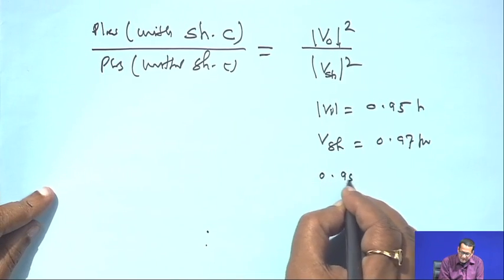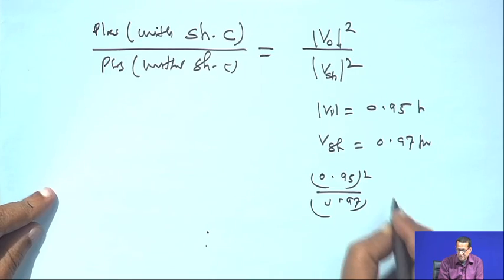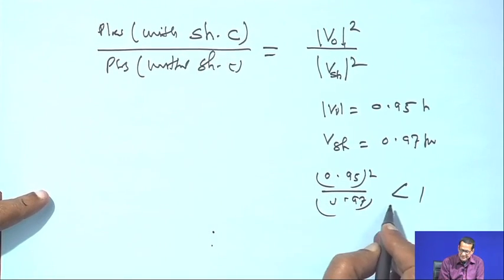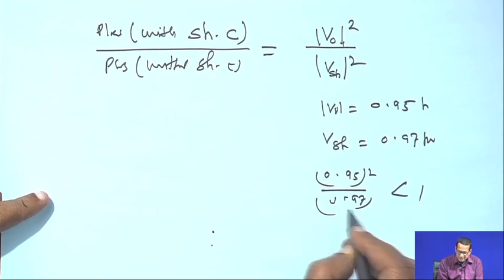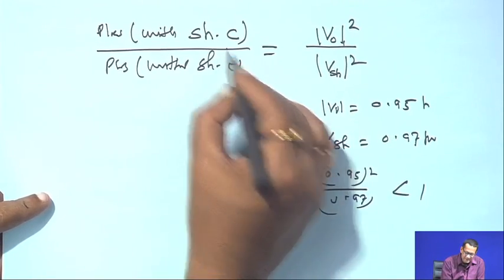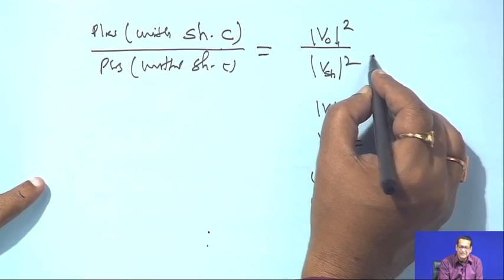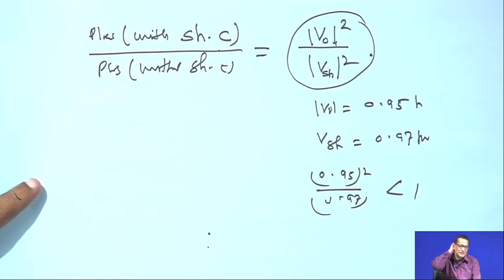Therefore, 0.95 squared by 0.97 squared will be less than 1, right. That means P loss is less than 1, so some value like 0.9-something will come. In that case, due to the shunt capacitor, the voltage improves and the power loss is also reduced to some extent, because this term will be less than 1.